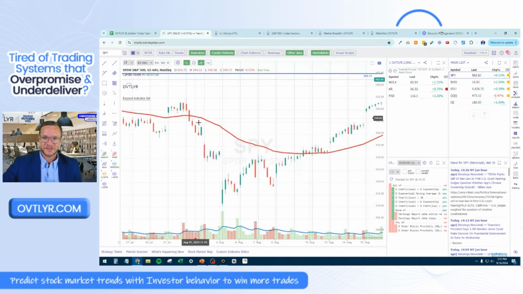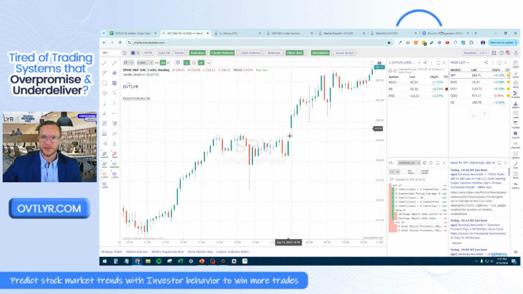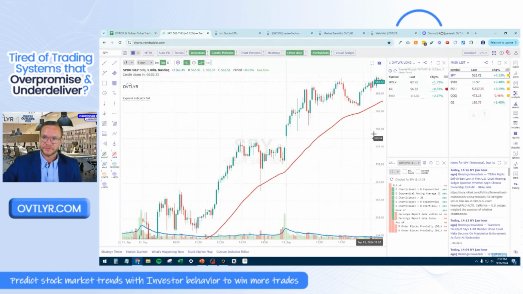So it's taking the last 50 candles on the 65-minute chart and plotting it like that, giving more relevancy to the more recent periods than the older periods. Go to a 5-minute chart, right?